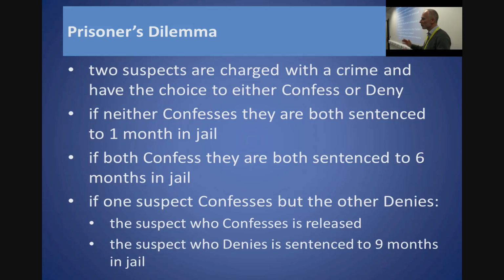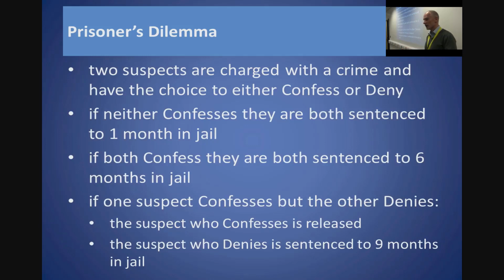The one, though, who denied, said, look, we didn't commit the crime, nothing's happened. Well, the police know that something has happened. The police have the confession from the other person. And so that person who denies involvement in the crime, whilst being implicated by the other person, will now receive the full severity of the law. They will serve 9 months in prison.